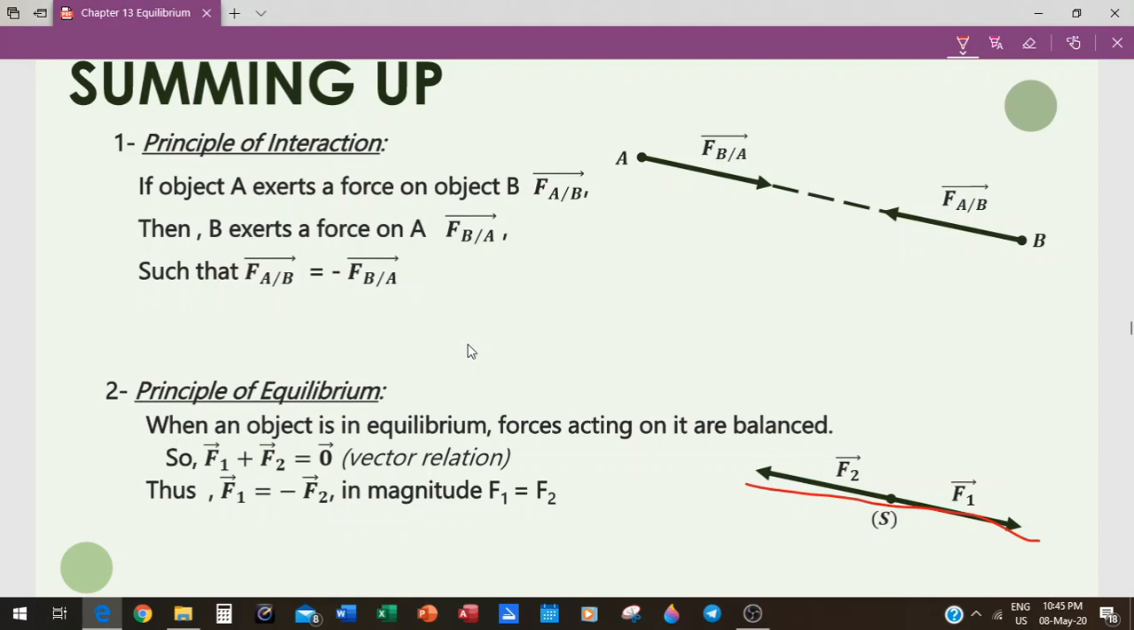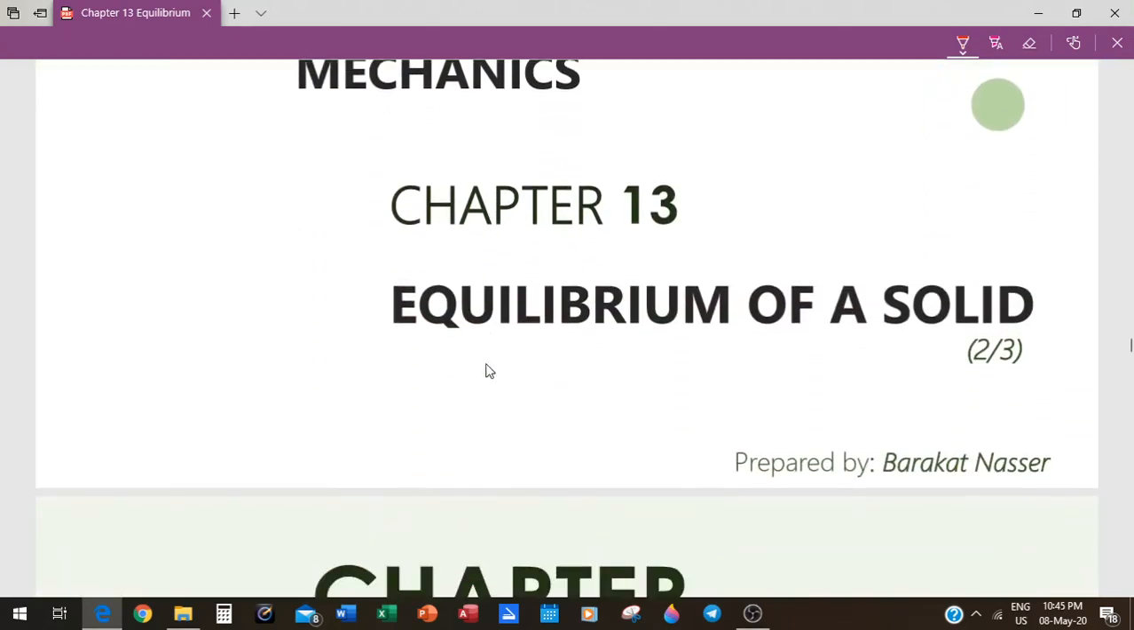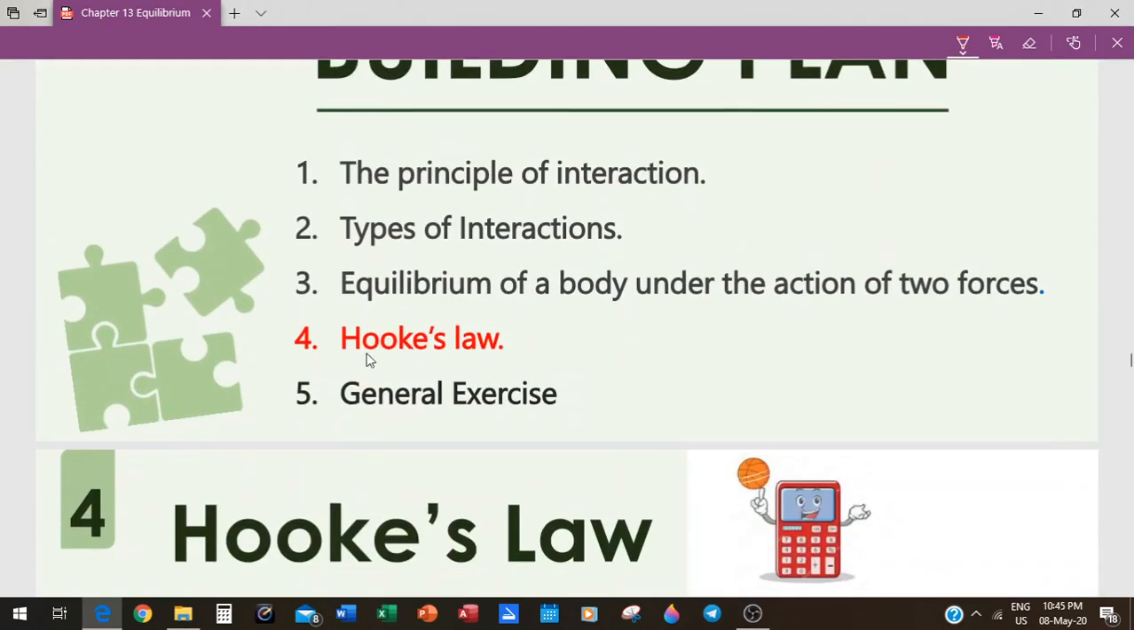Now we are going to turn to the third objective of this chapter, which is Hooke's law. It's a very important law, and it's a very important part in this chapter. Okay.